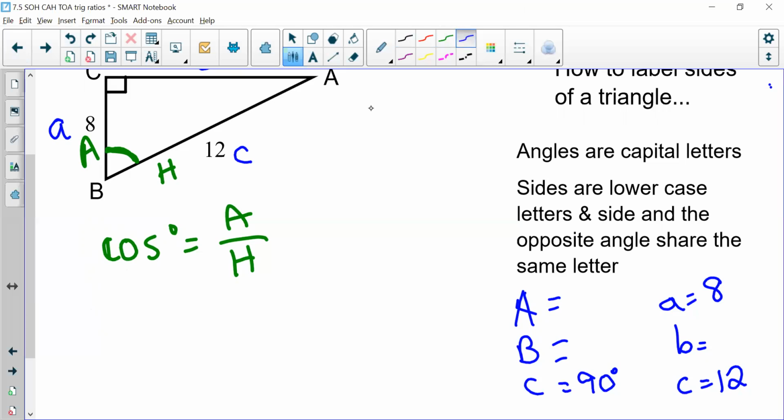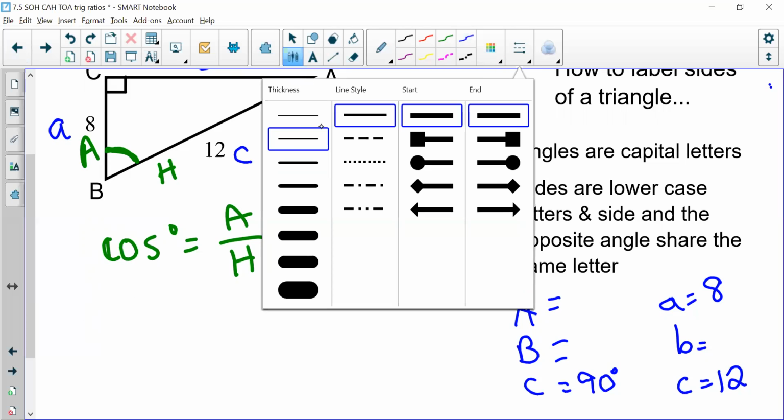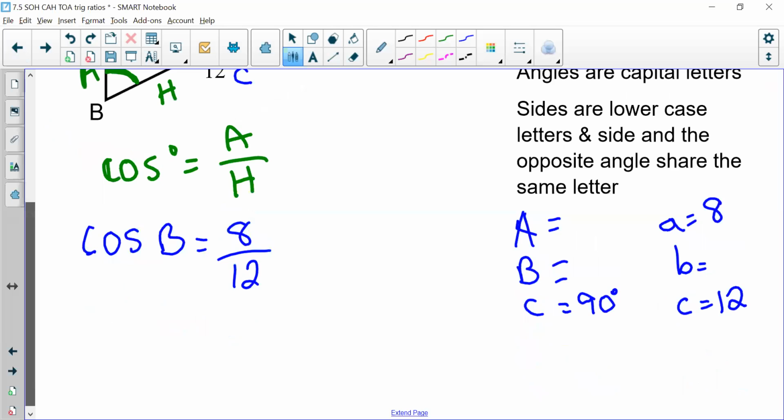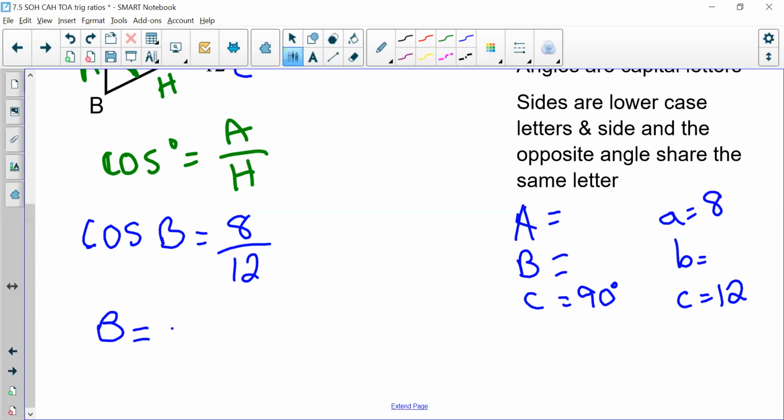Cosine B equals 8 over 12. How do I solve for angle B? How do I isolate for B? Move the cosine over. Awesome, do cosine minus 1. Okay, cosine minus 1, thank you, Lauren. So we move the cosine over, we get it off of the variable of B.